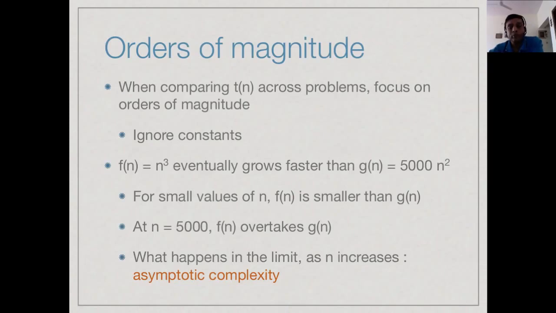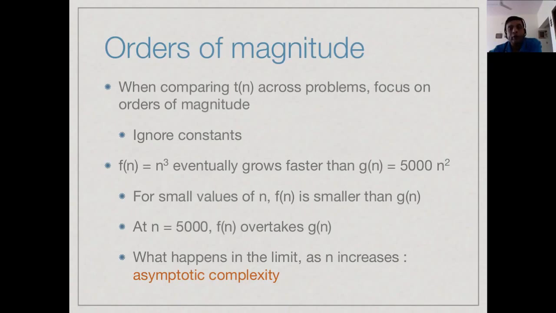So for instance, supposing we have some function which grows like n square with a large coefficient and something which grows like n cubed with a coefficient of 1. Initially it will look like n square, say 5000 n square is much more than n cubed. But very rapidly, say at 5000, at 5000 both will be 5000 cubed. And beyond 5000, the function n cubed will grow faster than the function 5000 n square.